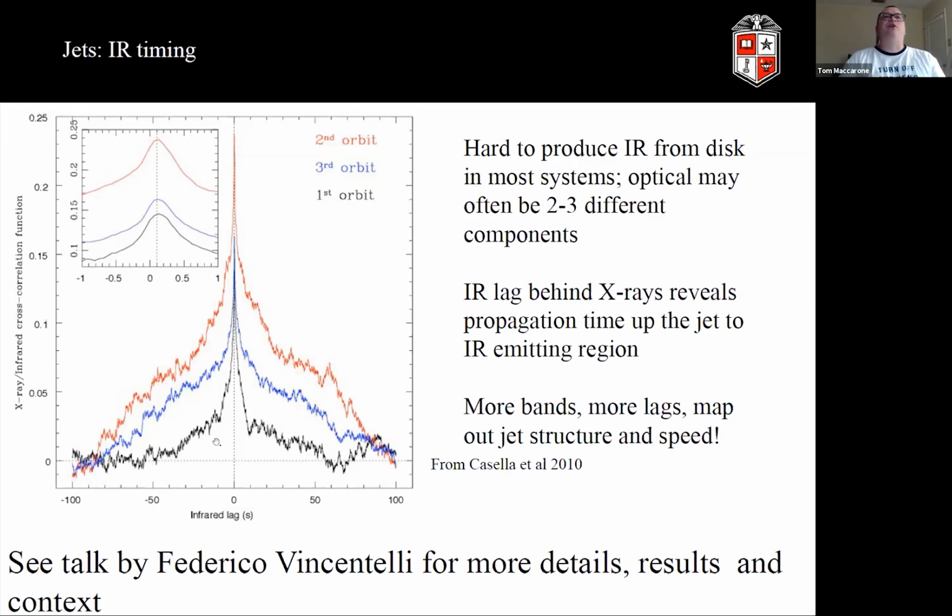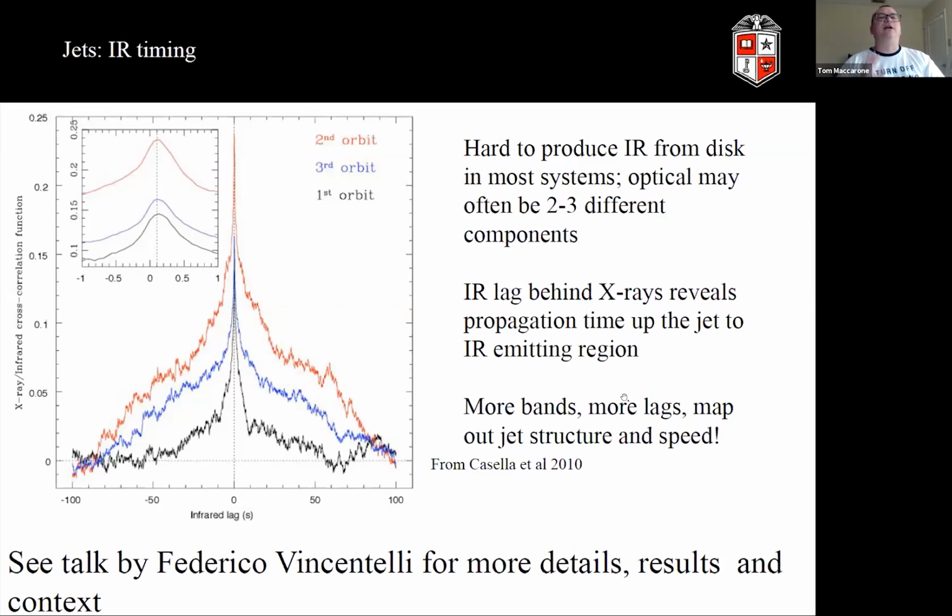And infrared is especially good for this kind of work because infrared should be coming from the bottom of the jet, but it's a lot harder to produce the infrared emission from the thermal emission in the outer accretion disk. Optical emission can be coming from many different components. It can be coming from the outer accretion disk. It can be coming from reprocessing in the donor star. It can be coming just directly from the donor star, and it can be coming from the jet. So the optical correlations tend to be a lot messier.